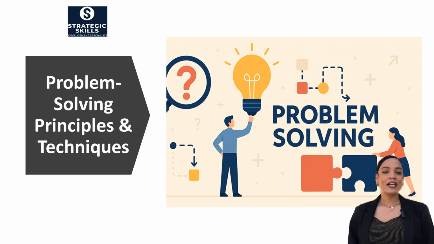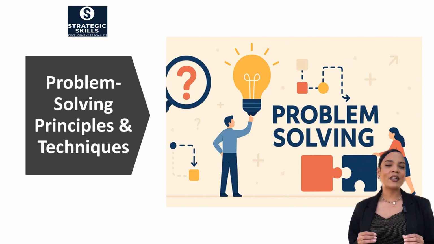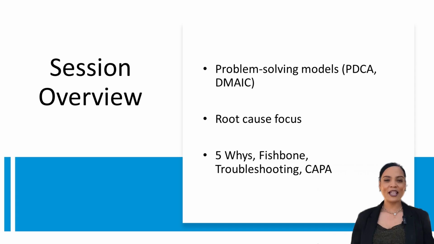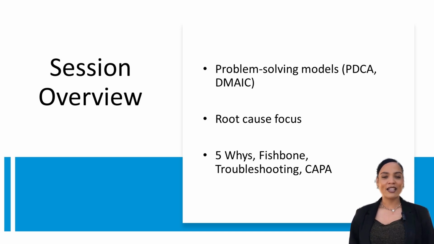Today we are going to go deep into how we, as production supervisors, identify problems, understand them properly, find their real root causes, and then implement corrective and preventive actions that actually work. By the end of this session, you should not only know what tools like PDCA, DMAIC, the 5 whys, cause and effect fishbone diagrams, troubleshooting, corrective action, and preventive action are. You should feel confident to use them in real production situations.